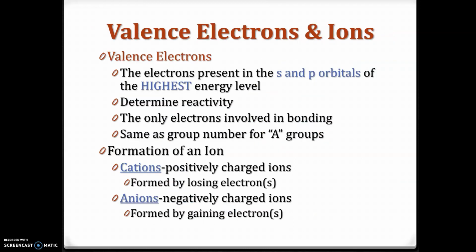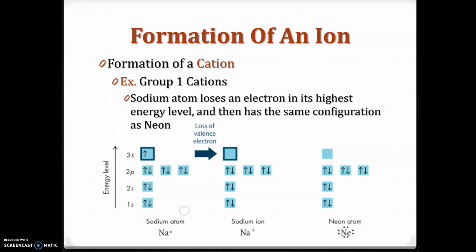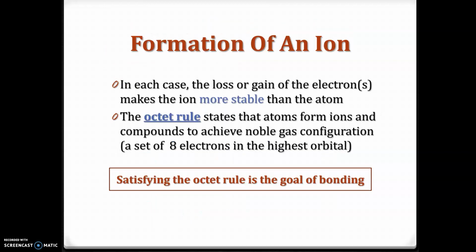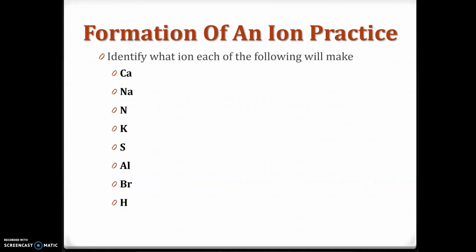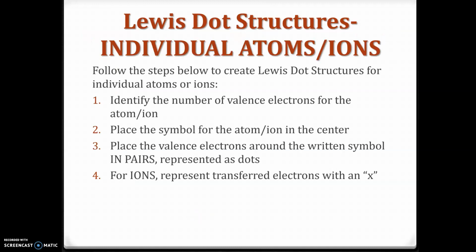So moving on, we talked about valence electrons in the last class, so that information is here. We talked about how that becomes an ion, and we talked about everything wanting to satisfy the octet rule, and that's the goal of bonding, whether you're bonding ionically or covalently. So we talked about the formation of an ion practice, and we did that in the last class. And then now what we're going to do is apply that to beginning to create Lewis dot structures for ionic compounds. So in order to do that, we have to be able to do a Lewis dot structure for each one individually, each atom individually.